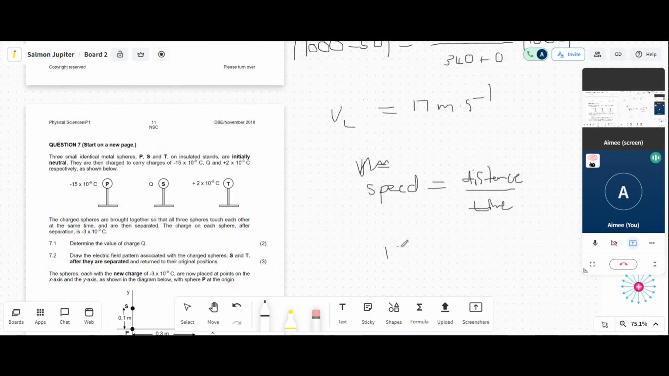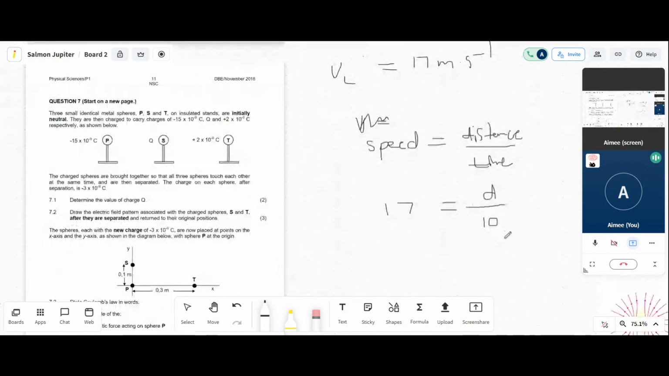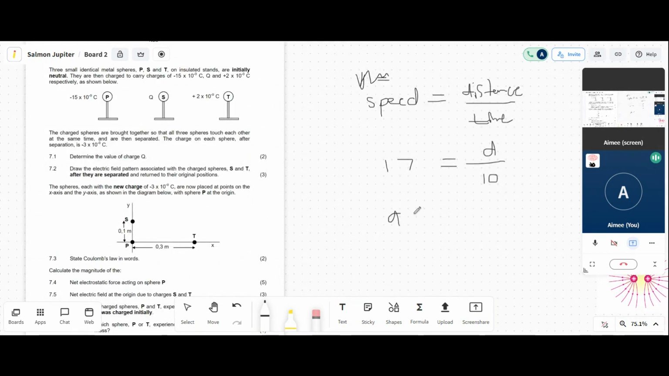So we say 17 meters per second is equal to the distance that we're looking for over 10 seconds, which means the distance he traveled was 170 meters. Okay, very basic principle, but still for quite a few marks, 6 marks.